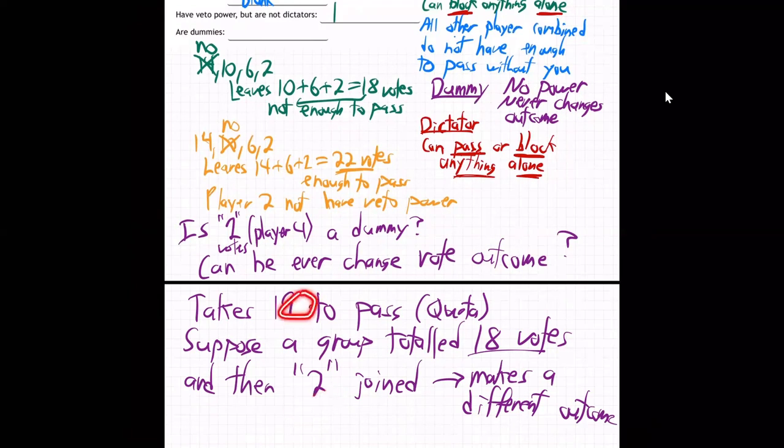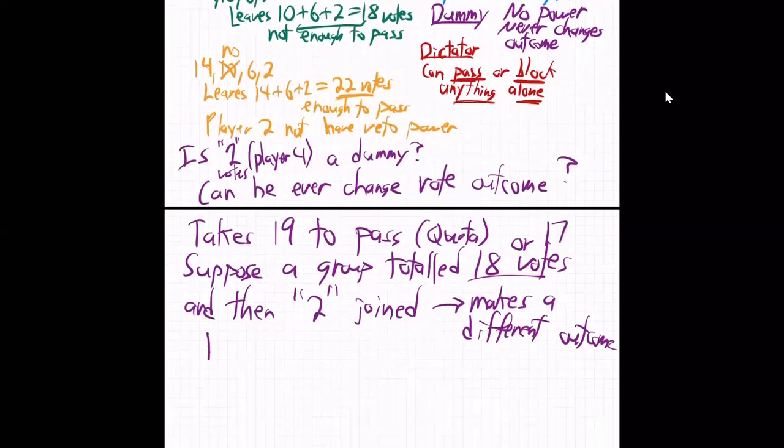Well, if it takes 19 to pass anything, the only way that 2's going to make a difference is if there was a group that had 18 votes, which is not enough to pass. That's not 19, and then 2 joined them to make it 20. Or we can say 18 or 17. Because either way, if 2 joined them, it would push the 17 or the 18 up to 19 or 20, and that would make it pass. Are you tracking with me? So in other words, 17 plus 2 is 19, or 18 plus 2 is 19, and now it would pass, right?